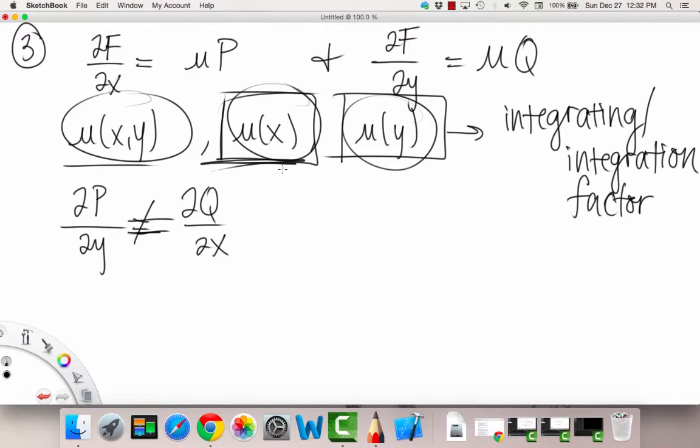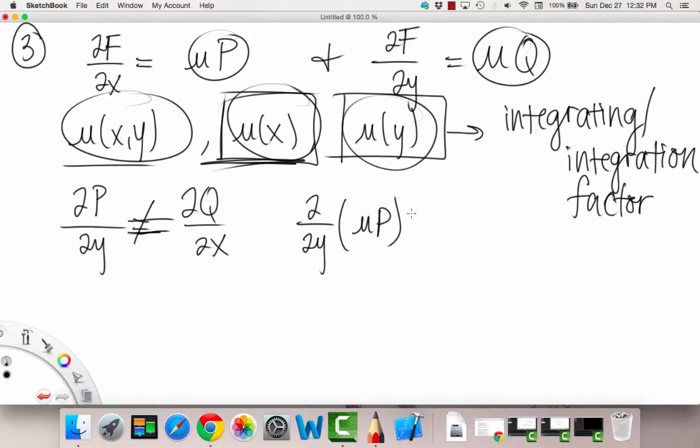And we don't know what those are, but we do know that when you multiply both p and our q by those integrating factors, then we do have that equality where we can take the partial with respect to y of whatever p is times that integrating factor is equal to the partial with respect to x of our mu times q.